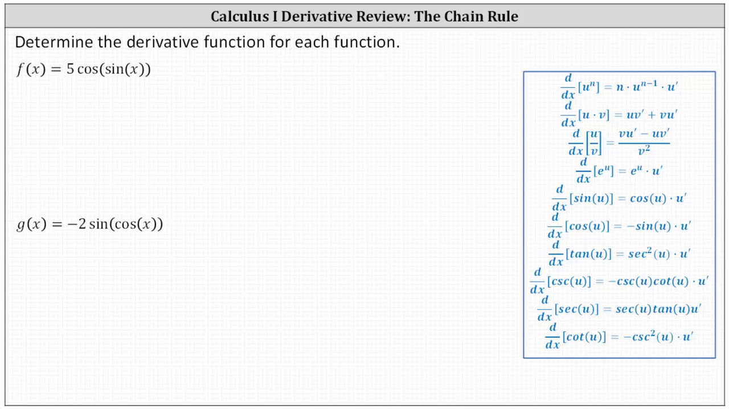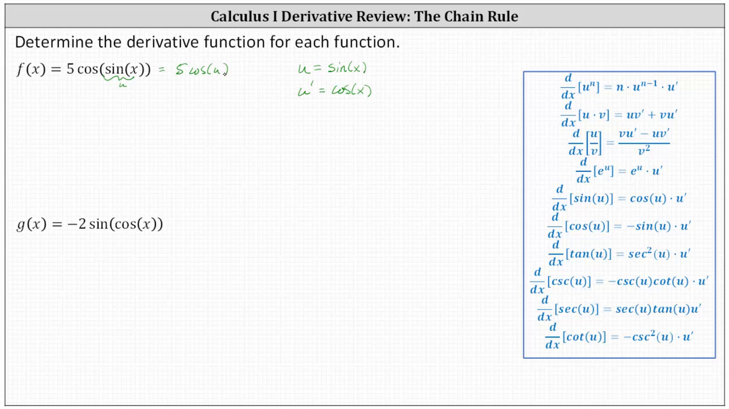When applying the chain rule, it's often helpful to identify the inner function as u. In this case, notice u is equal to sine x. So if we have u equals sine x, when applying the chain rule, we also need to determine u prime, which is the derivative of the inner function, or the derivative of sine x, which is cosine x. If it's helpful, we can think of our function now as just 5 cosine u.